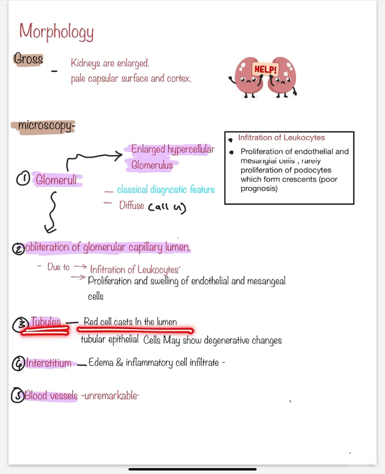And what happens to the tubules? In the tubules, red cell casts in the lumen can be seen. The tubular epithelial cells may show degenerative changes. What about the interstitium? Edema and inflammatory cell infiltrate. Blood vessels are unremarkable. So these are the morphological features. About gross findings, the kidneys are enlarged, and pale capsular surface and cortex are seen. And about the microscopy, we have changes in the glomeruli and also the tubules, interstitium as well as blood vessels.